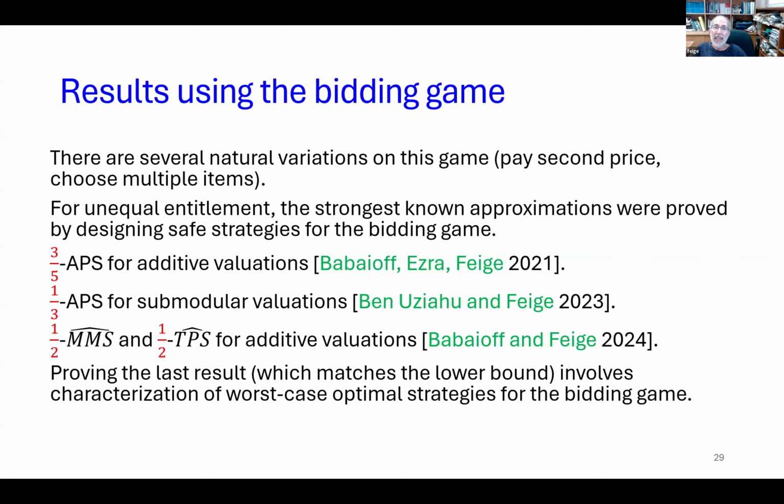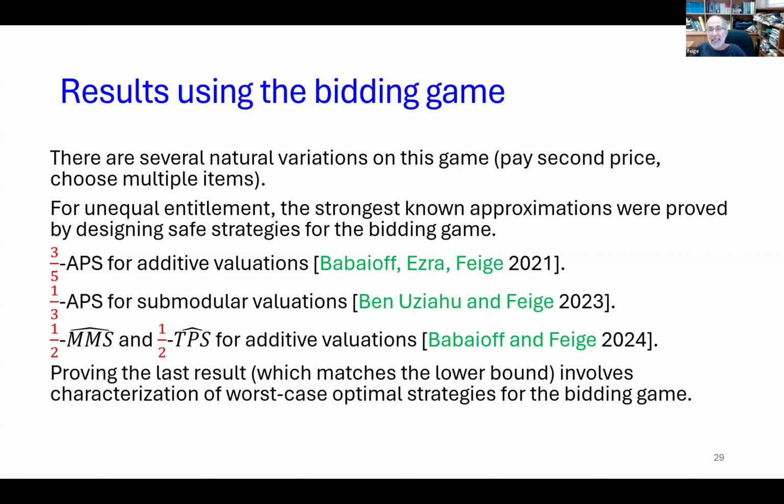And if we look at unequal entitlement, the strongest known approximations were proved by designing safe strategies for the bidding game. The first such result showed that you have 3/5 APS allocations for additive valuations. For submodular valuations, you can give each agent at least 1/3 of their APS. And what we discussed now, you can give half of MMS hat. For additive valuations, in fact, half of a larger share, TPS hat. It doesn't matter here what it means; it's some share which is larger than MMS hat.